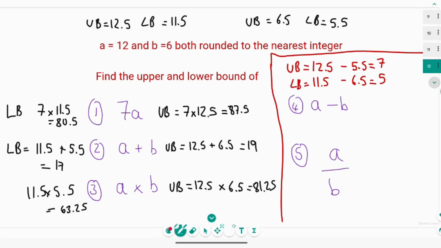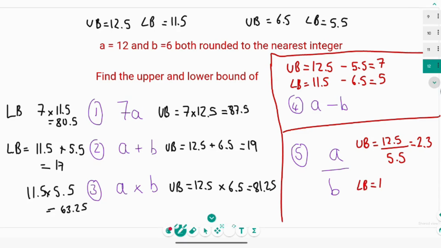And then for our division again, the upper bound, biggest divided by smallest. 2.3 rounded to 1 dp. And the lower bound, smallest, divided by the biggest. 0.8 rounded.